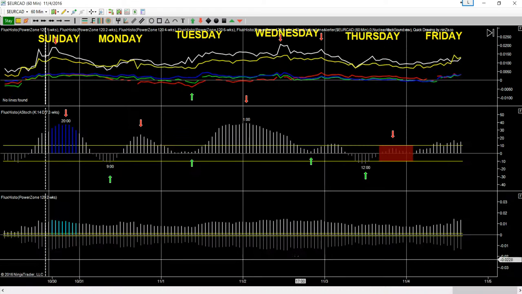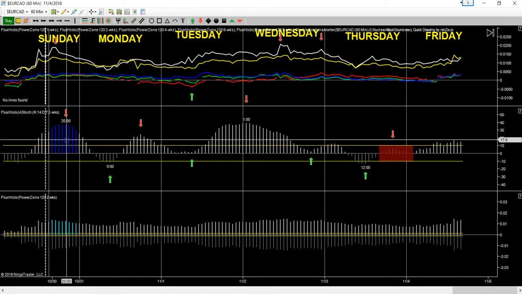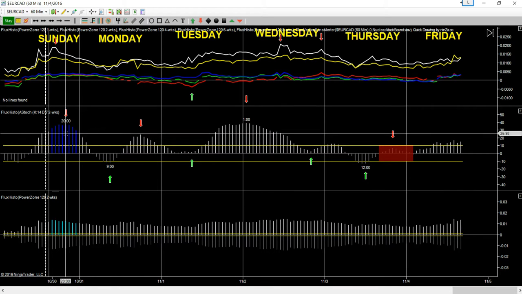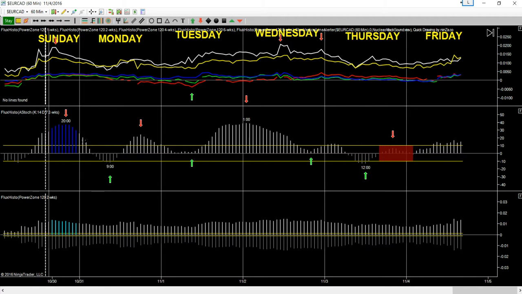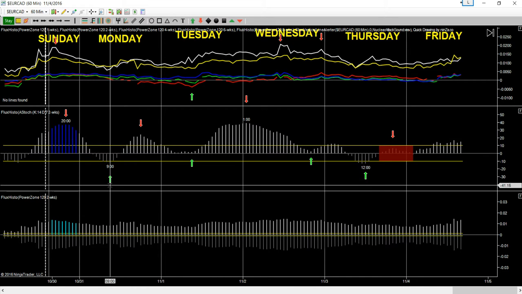Okay, so we've got the Euro Canadian. This one looks like the peak move is going to be up here at 8 p.m. in the Asian session, looking for a down move on the Euro Canadian, and then until the next morning at 9 a.m.